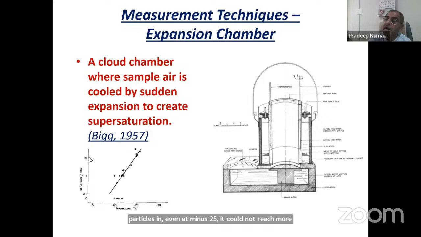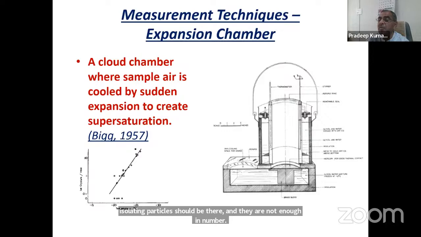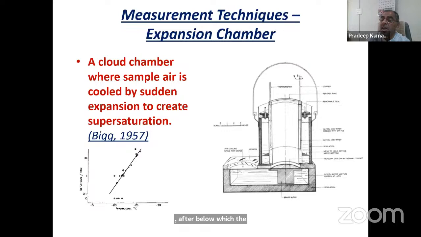So if I draw an analogy to CCN, CCN is of the order of 10 to the power of 6 per liter. But whereas here you are getting a few per liter of ice nucleating particles. So that is the main reason why your supercooled droplets exist in the mixed phase clouds. Because for heterogeneous nucleation to happen, ice nucleating particles should be there, and they are not enough in number. So that is why mixed phase clouds exist till minus 38, below which the homogeneous nucleation can happen and the droplets can freeze by the homogeneous nucleation process. The bigger drops will start freezing by around minus 38, and the very, very small ones by minus 40, they would have frozen.